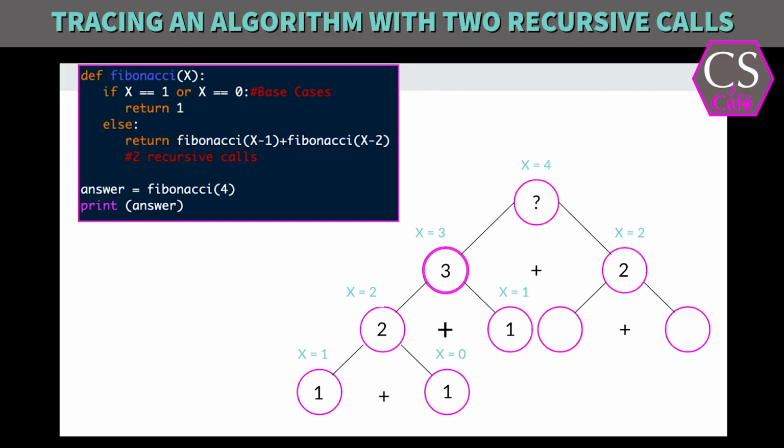Okay, so we're now looking at the value of 2 plus 1 on the left here, which equals 3. That then allows us to fill in the other two values of 1 on the right hand side, and then we're left with the last one to work out, which is 3 plus 2 to give us the value of Fibonacci 4, which is 5.